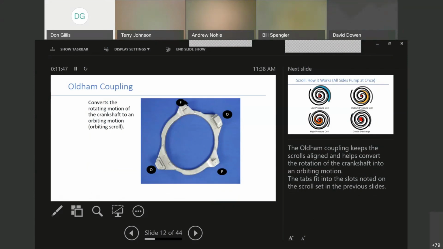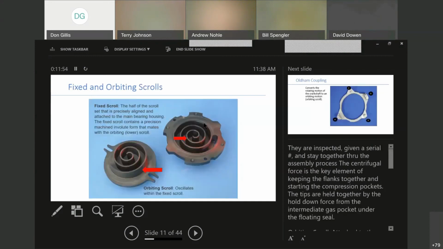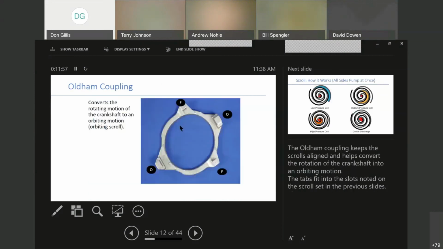And these tabs, I put these in last night just to point the letters out. These tabs that are poking up here, back here, you can see the notches here. This is actually what those tabs are sitting in that keeps them together. So this is the fixed scroll and then the orbiting scroll on the right-hand side.